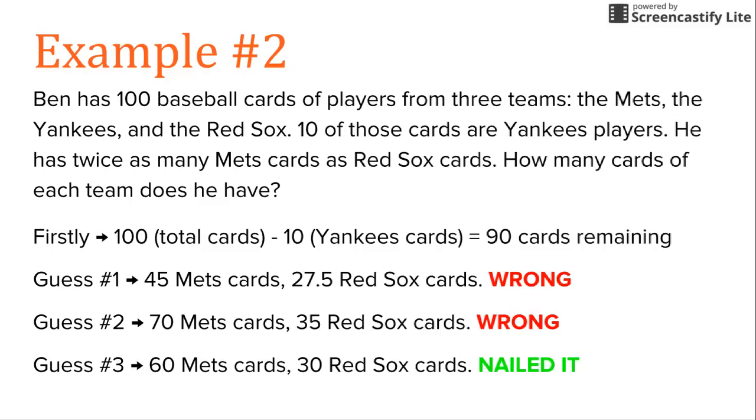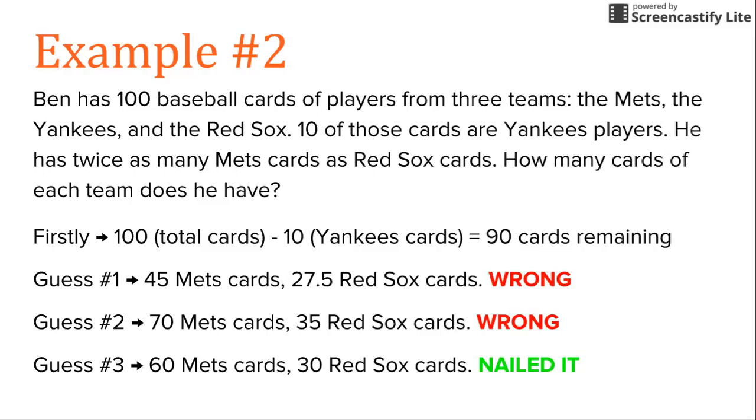So for my first guess, I guessed about 45 Mets cards, which would leave me with 27 and a half Red Sox cards, which turned out to be wrong, because they can't have 0.5 of a baseball card. For guess number 2, the 70 Mets cards and 35 Red Sox cards also turned out to be wrong. It was a little too high. It served the twice as much criteria, but it did not serve the 100 criteria. It was exactly 5 too high.